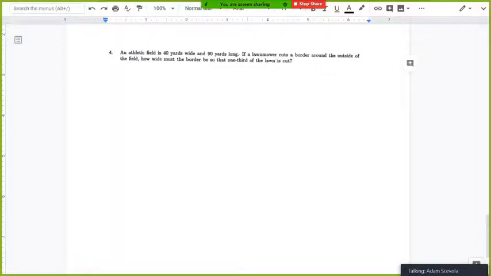Okay, so in this word problem, we have an athletic field that's 40 yards wide and 90 yards long. If a lawnmower cuts a border around the outside of the field, how wide must the border be so that 1/3 of the lawn is cut? Okay, so let's draw a picture here.